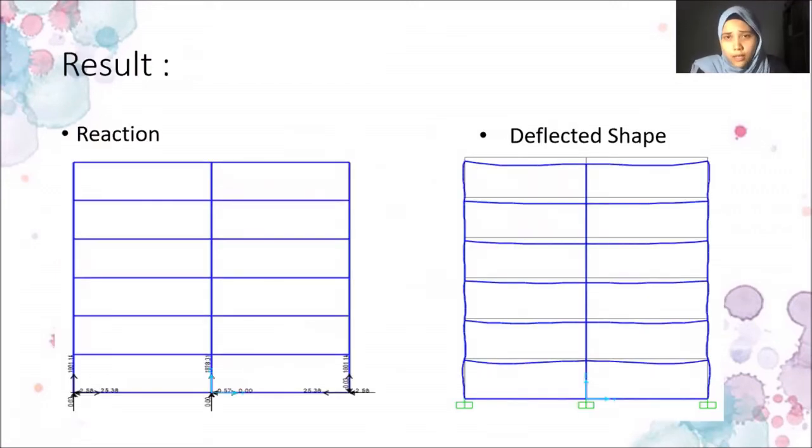For the result, after we ran the analysis in SAP 2000, the reaction has a moment of 27.88, which is quite similar to what we got in LIMPRO, and the deflected shape is quite similar too.